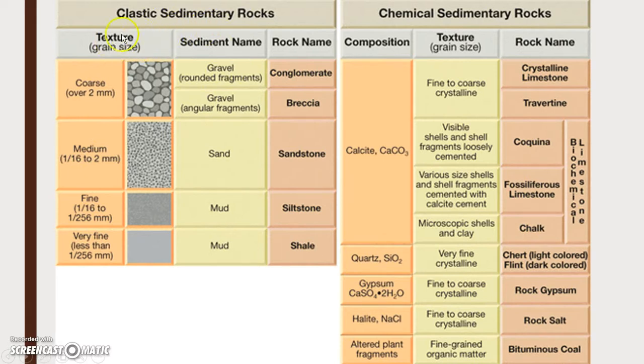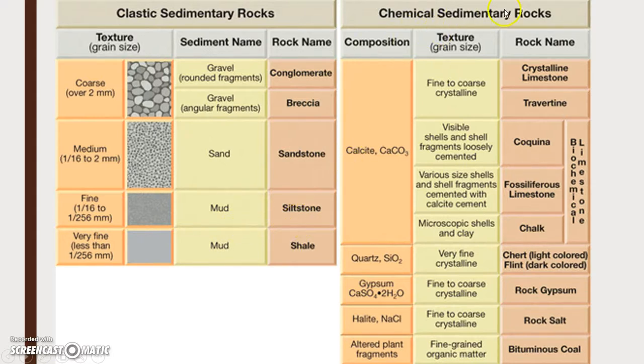And we're looking at, again, texture or grain size. So we have the coarse. Those are your large size. So we have conglomerate or breccia. Medium, so think about being made of sand, so sandstone. And then we have things that are very fine, or even more fine than that. It's going to be kind of a consistency of mud, so shale or siltstone.